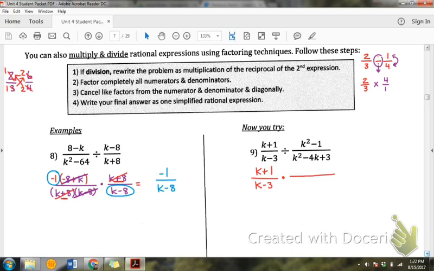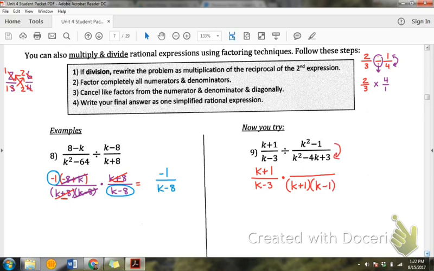K squared minus 1 is going to factor to what? Okay. Just K? No. Do you have perfect squares? K squared minus 1 becomes what? K plus 1, K minus 1. K minus 1. It's in the bottom now, right?